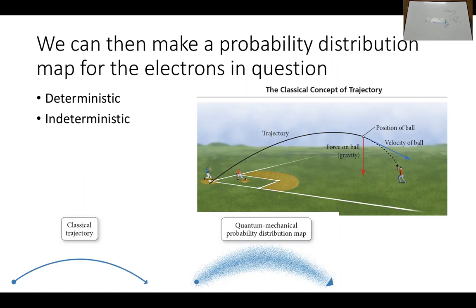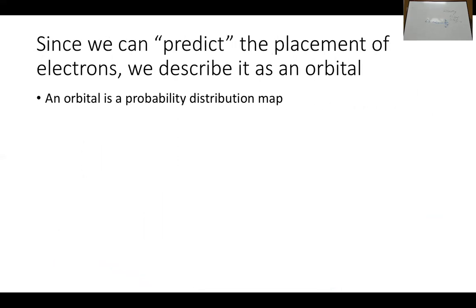And so what you see is you see the classic trajectory versus the quantum mechanical probability distribution map. And with regards to electrons, they look more like the one on the right than they do on the left, right? Again because we're uncertain. We don't know exactly where it's going, but we can predict it. So the question then is, because again, we're talking about where electrons are, we're talking about how electrons behave, how can we predict where they are going? Well, that's a great question.